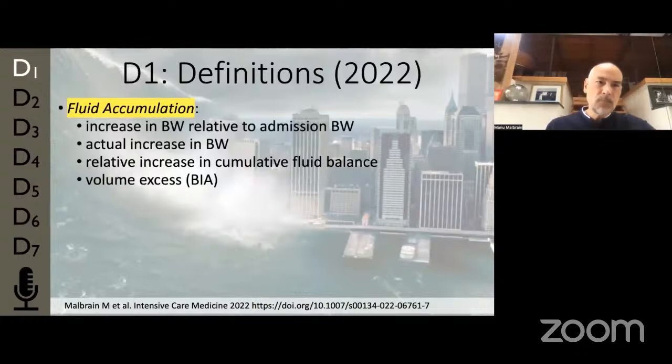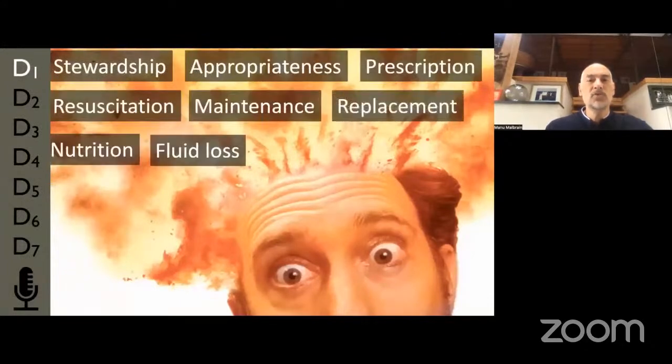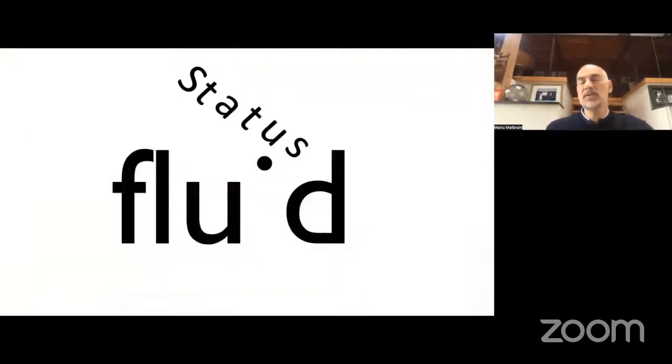So let me redefine fluid accumulation. It's an increase in percentage in body weight relative to admission body weight. It could be an actual increase or the cumulative fluid balance, all measured with bioelectrical impedance analysis. And fluid accumulation syndrome is any degree of fluid accumulation with a negative impact on end organ function, that may or may not be associated with capillary leak or the global increased permeability syndrome. There are many more definitions. I will not list them here, and maybe we'll discuss some during the rest of my talk.